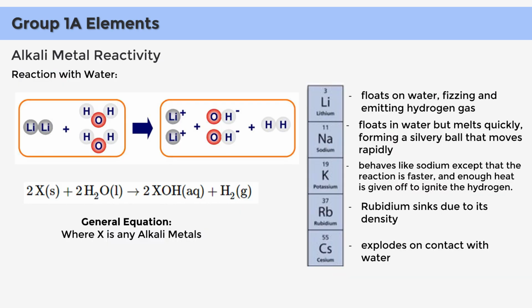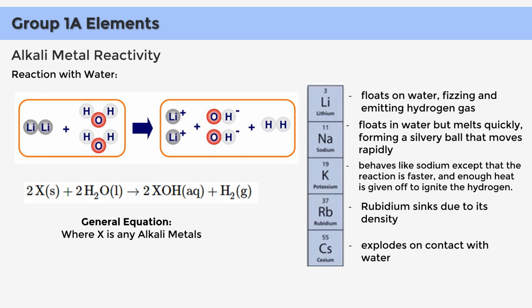Now let's talk about the reaction of alkali metals with water. All alkali metals react readily with water and the reaction becomes more vigorous down the group and creates a lot of heat. This reaction creates alkaline hydroxide ions, which is the reason why group 1 elements are called alkali metals. This is the general equation of the alkali metals reacting with water, where X is any group 1 metal.